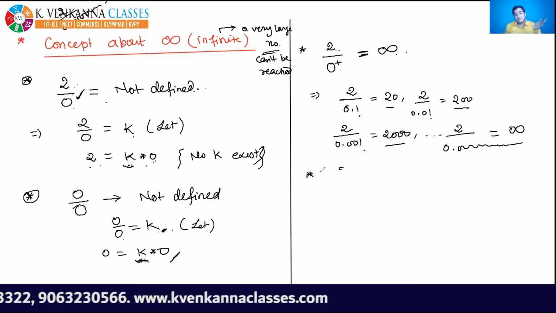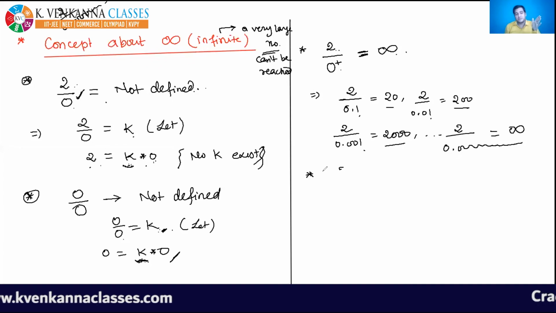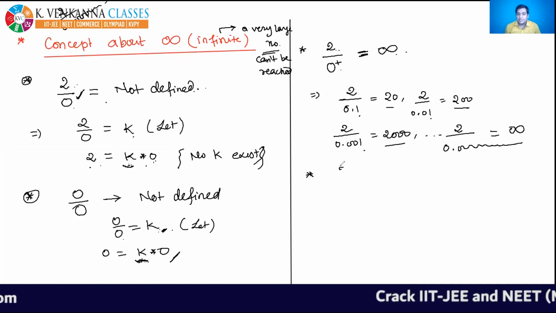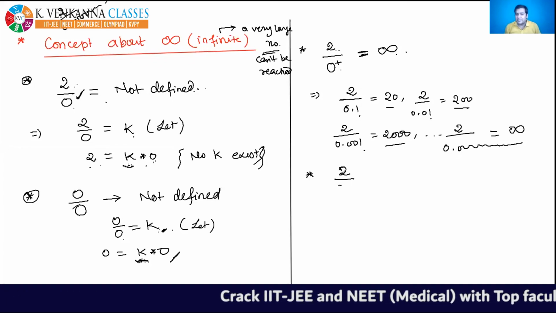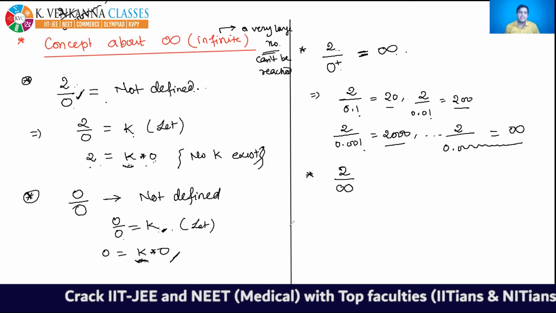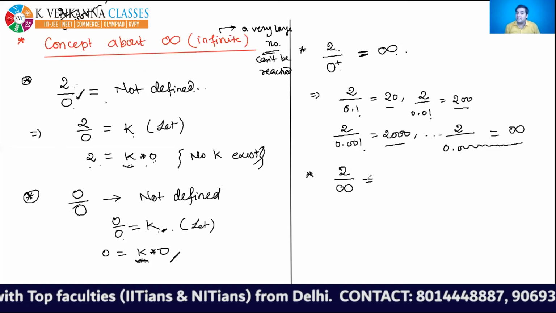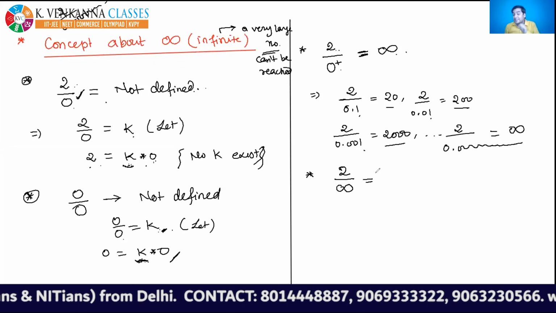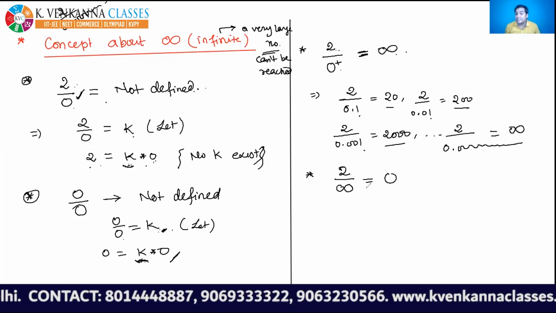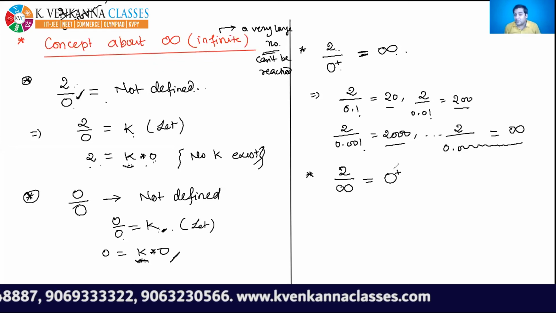These are the concepts. I think you must know these concepts. Now next, suppose you divide any number by infinity, then you will not get exactly 0. It is not exactly 0. It is approximately 0.